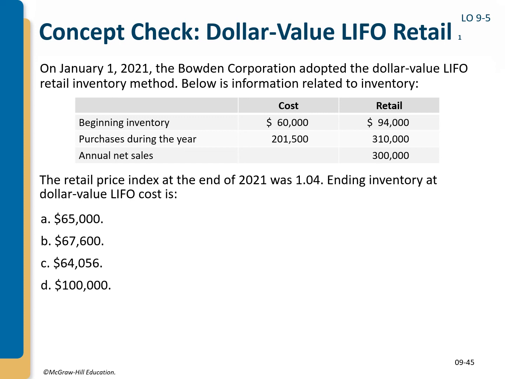So first, let's see how much our estimated ending inventory at retail value is. So we're looking for ending inventory. So we're going to add beginning plus purchases. That's the retail value of everything we could have sold. Well, we sold 300. So that's $104,000. Now we will divide the 104,000 by 1.04, which is the retail price index.